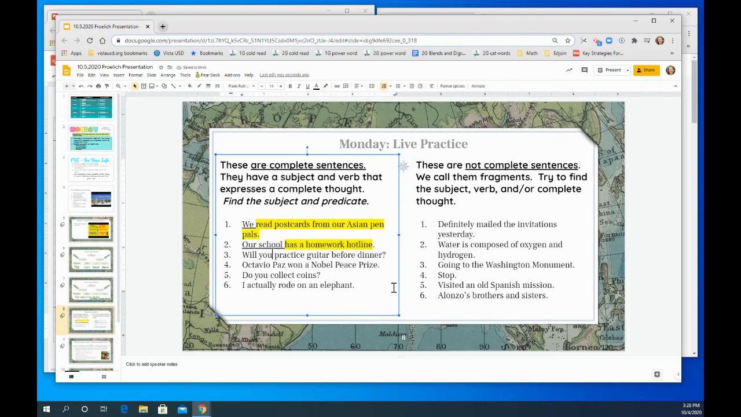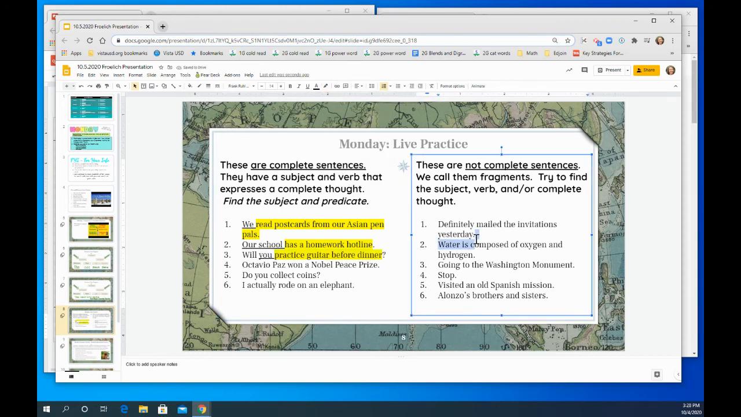Now the next one's even trickier. It says, will you practice guitar before dinner? So will you practice guitar before dinner? Who is this sentence about? Hopefully you said you. And what is you doing? They're practicing guitar before dinner. That is the predicate. Good.